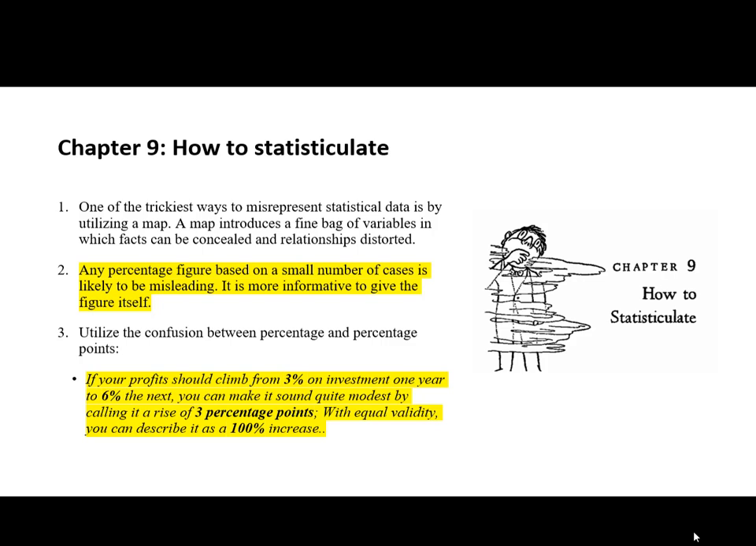Chapter 9, and in this chapter I mention two takeaways. How to statisticulate, I think this verb was invented by the author. Any percentage figure based on a small number of cases is likely to be misleading. It's more informative to give the figure itself. If your profits should climb from 3% on investment one year to 6% in the next, you can make it sound modest by calling it a rise of 3 percentage points. With equal validity, you can describe it as a 100% increase.